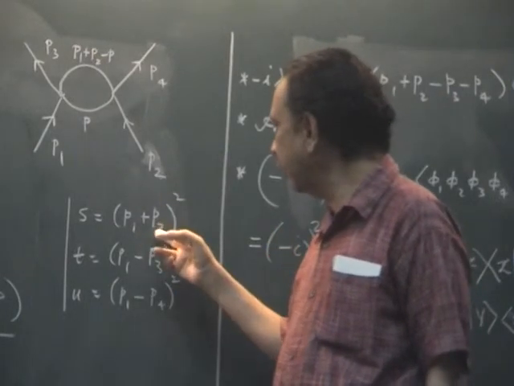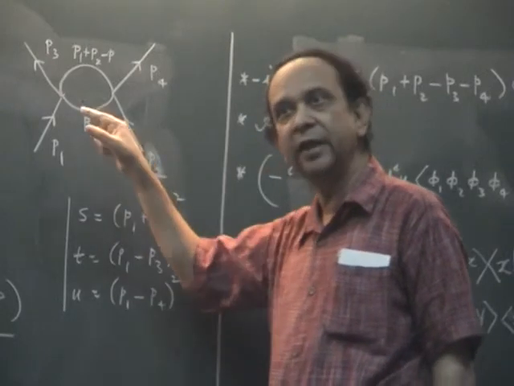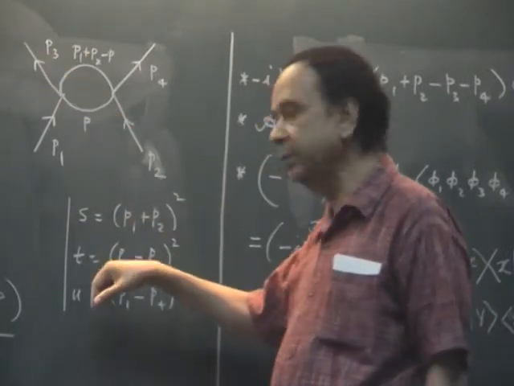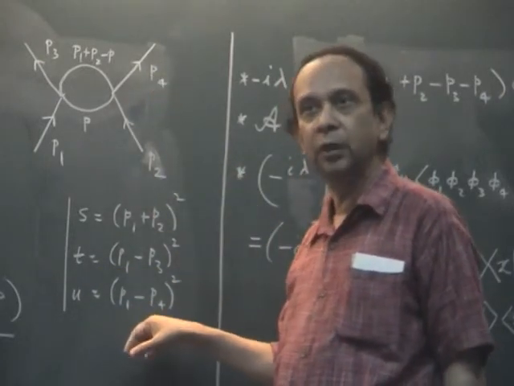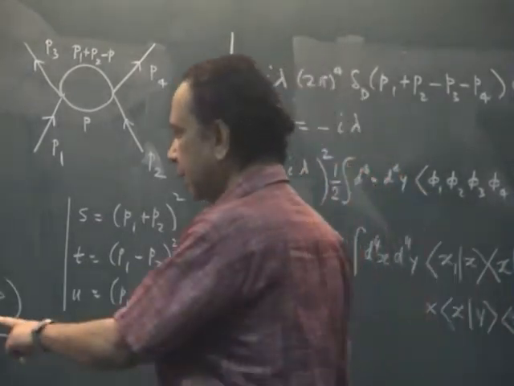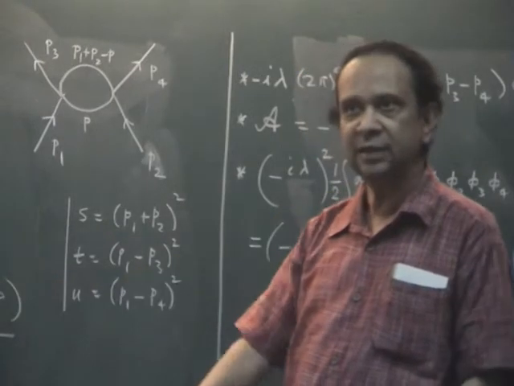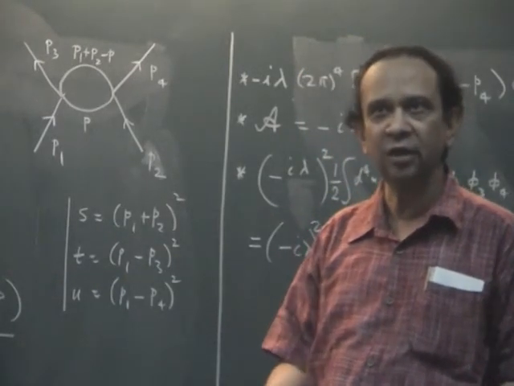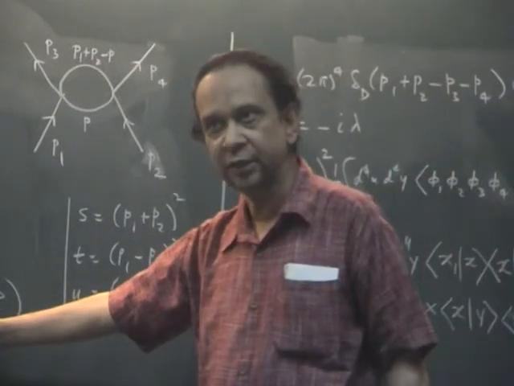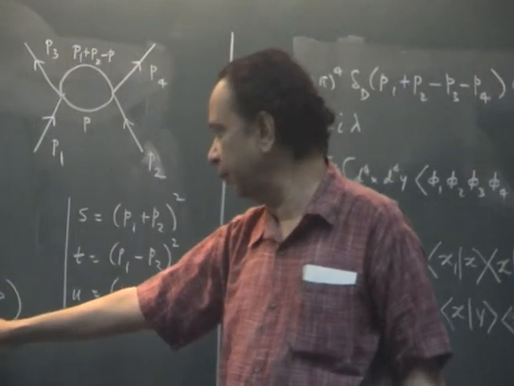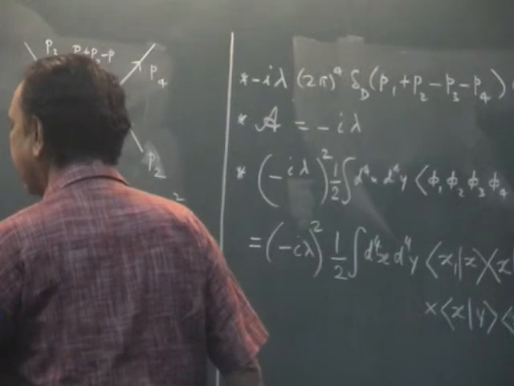When P2 is replaced by P3, it will come with a minus sign because P2 was ingoing and P3 was outgoing. S will become T. If you replace this by P4, S will become U. So if I compute this quantity with P1 plus P2, which corresponds to S, once you do the integral, the result can depend only on the invariant quantity left there, because of Lorentz invariance. P1 plus P2 is a 4 vector, so the result can only be a function of P1 plus P2 the whole square. So this entire object has to be some function of S.